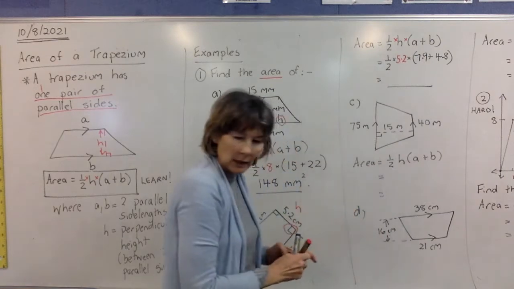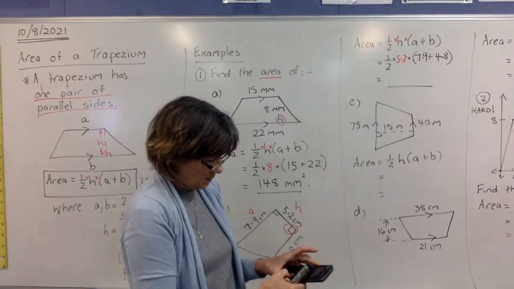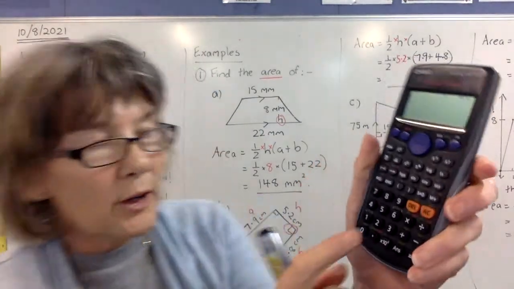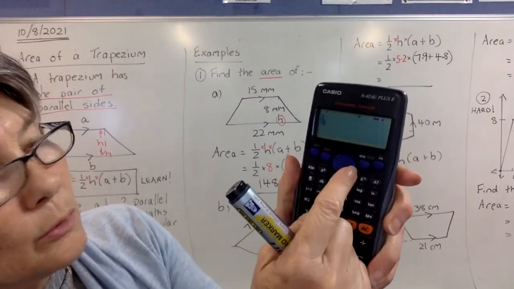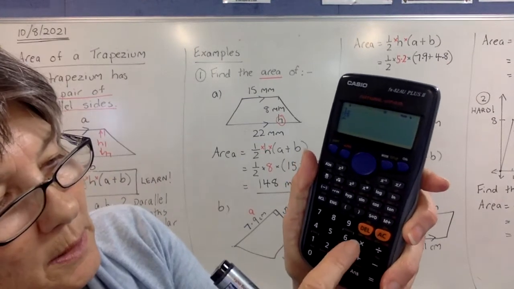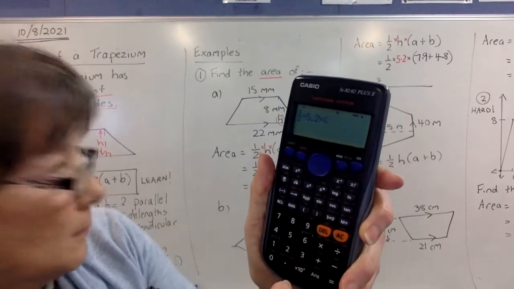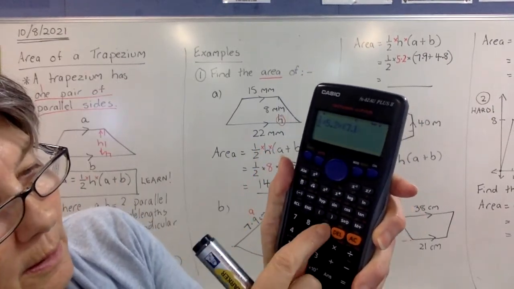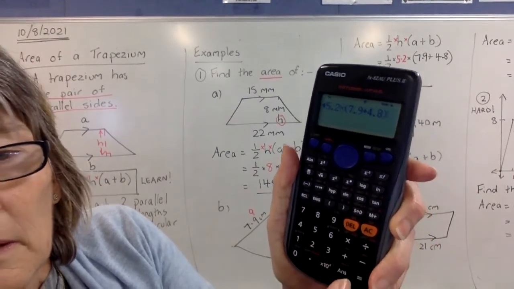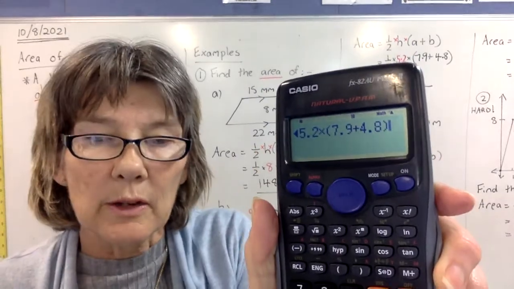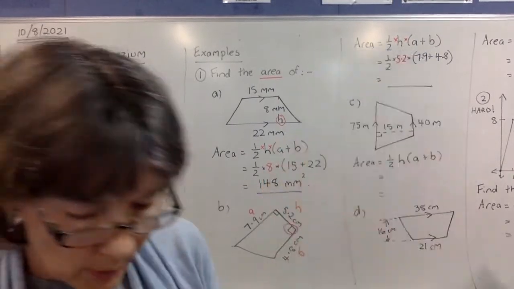And now we're going to our calculator to do that whole thing in one go. We press the fraction key, 1, down arrow, 2, right arrow out of it, times 5.2 times, open bracket, 7.9 plus 4.8, close the bracket. You can't see that whole screen there because it's got a lot to put in, but it's all there. Press equals, and it's 33.02.